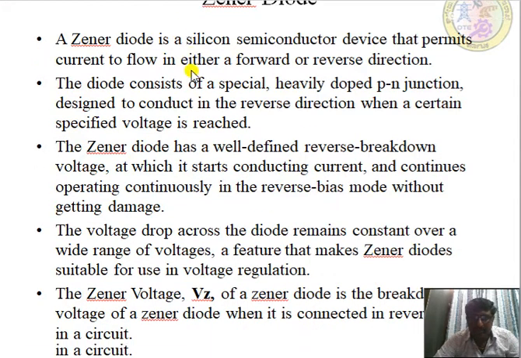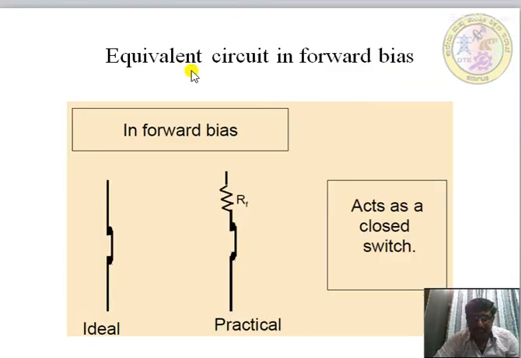Next, the Zener diode equivalent circuit in forward bias. As we know, a Zener diode works in both forward biased as well as reverse biased conditions. This is how the ideal one looks, but in practice we connect it with a resistor, and it acts as a closed switch since it is connected.